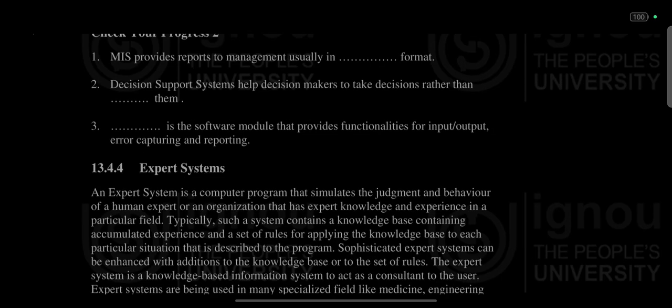So, hey everybody, today we are going to see from 13.4.4 expert systems.